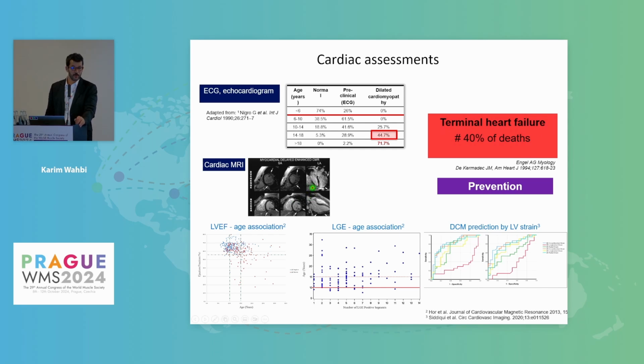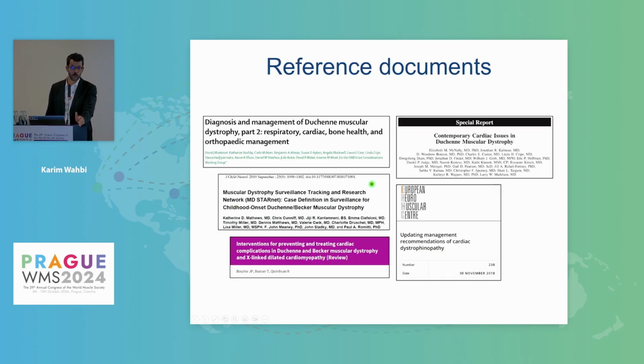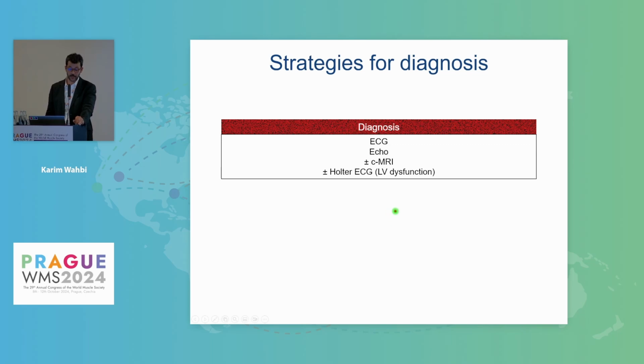So the high risk for patients to develop severe and sometimes terminal heart failure is a strong rationale for using prophylactic treatments. And you now have a worldwide consensus to support the use of prophylactic treatments to improve long-term outcomes in this population. Before using treatments, you need to have cardiac assessments done at diagnosis and repeated during follow-up.